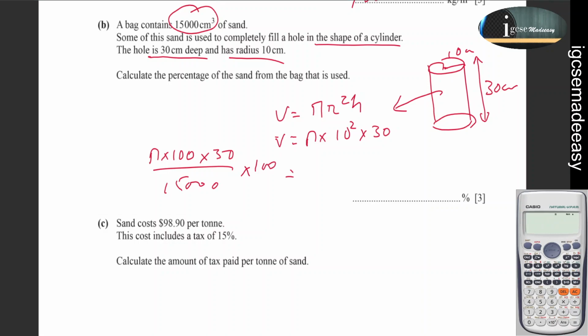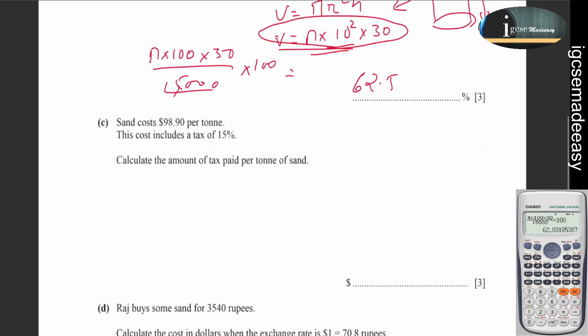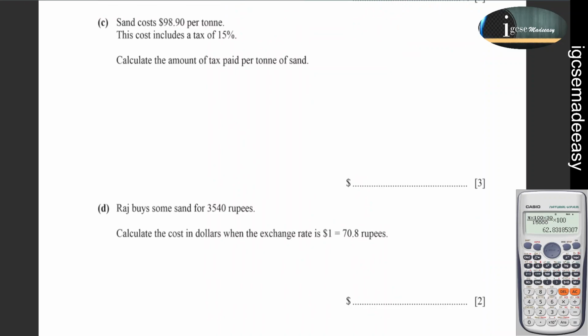So I can write this as pi times 100 times 30 divided by 15,000 times 100 to find out the percentage. So we'll get 20 pi, or we can also write it as 62.8. So this much of volume is used out of 15,000. That's why I'm dividing. So now we got 62.8 percent of volume is used to fill the hole.